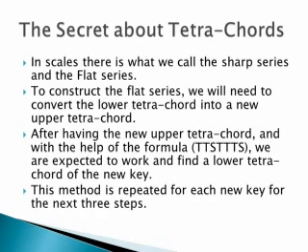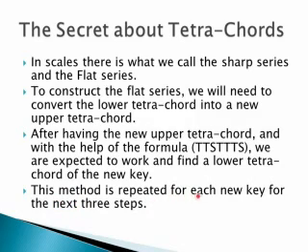The secrets of tetrachords. In scales, there are about 2 systems that we actually work with, which is known as the sharp series and the flat series. To construct a flat series, we need to convert a lower tetrachord into a new upper tetrachord. After we've done that, then with the help of the formula, we are expected to work and find the lower tetrachord. Okay, so assuming you have an existing upper tetrachord, there's no new lower tetrachord, you have to work out, following this formula, to get what is there, and I will show you that shortly.